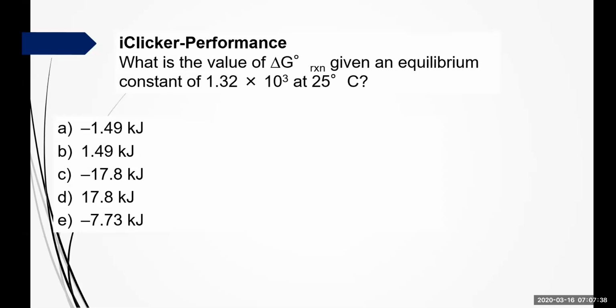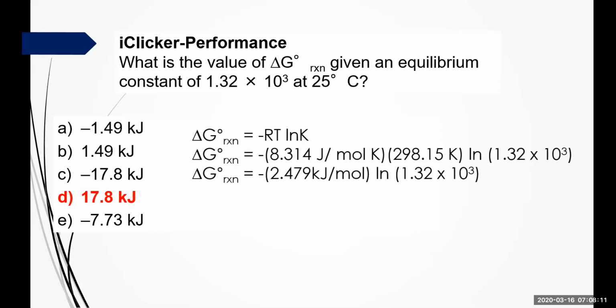Let's practice another one, right? We are looking for the delta G naught given an equilibrium constant of 1.32 times 10 to the third, which means that we need to go backwards, right? We need to find the expression that connects our delta G naught with our K, and we can move backwards from there. So we're definitely looking for delta G naught for our reaction is equal to the negative RT ln K. So we're looking for this expression right here.